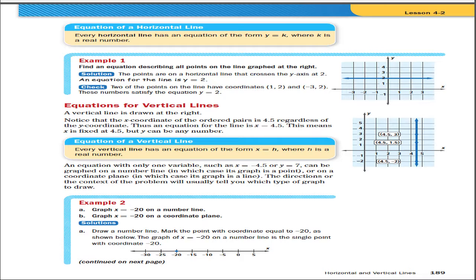The equation for a vertical line: every vertical line has the equation of the form x equals h, again, where h is a real number, so it's some number that we know. We see to the right a graph of x equals 4.5. We see that that line is parallel to the y-axis and perpendicular to the x-axis, but anywhere on that line x is equal to 4.5. Y could be anything. So you want to go through these examples. I'll have a couple others for you.